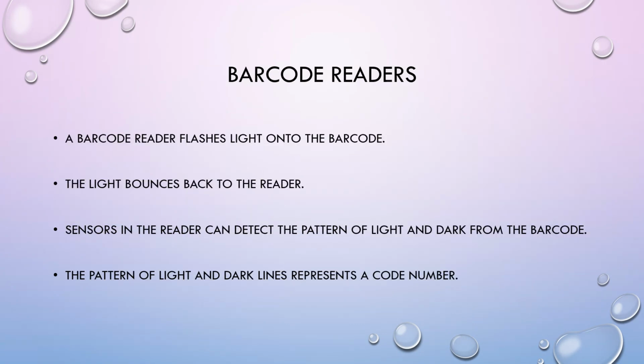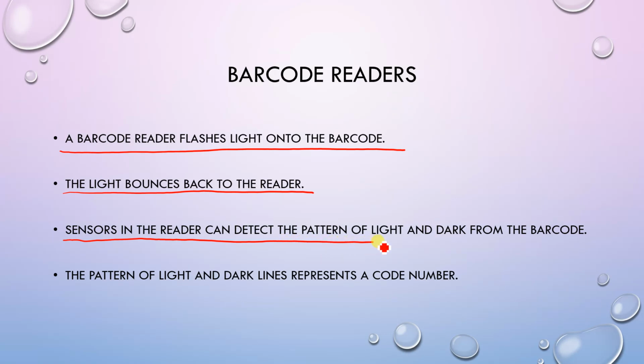So how does it read? Well, a barcode reader first flashes a light onto the barcode. Once the light hits the barcode, it bounces back into the reader. The reader has sensors in it that can detect the pattern of dark and white lines, and then it translates this pattern into the binary that goes into the computer.